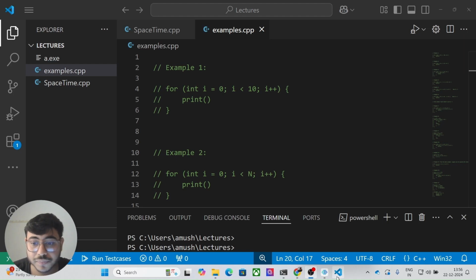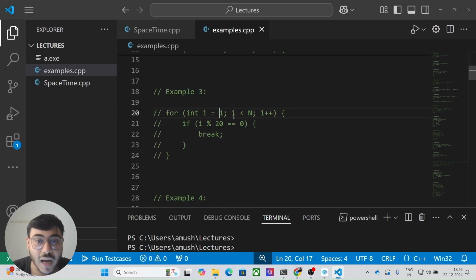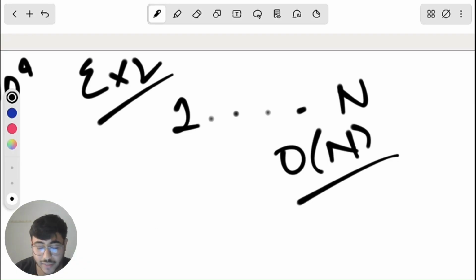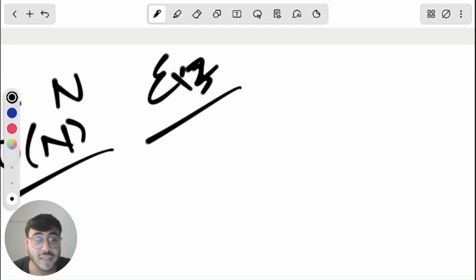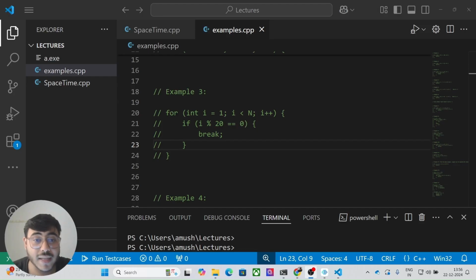Then we move on to the third example. In the third example, we have i equal to 1, i less than n, i plus plus, and if i mod 20 equal to 0. So we have an if condition here. Here comes a tricky thing. A lot of people will consider this an order n algorithm, since it's i modulo 20. We can say that there is an if condition.